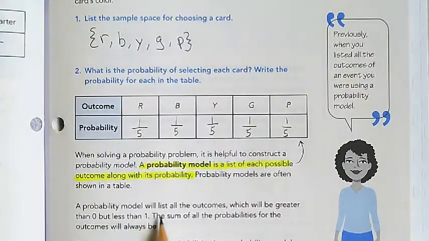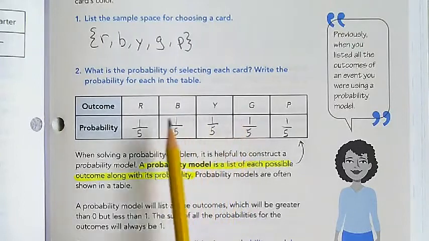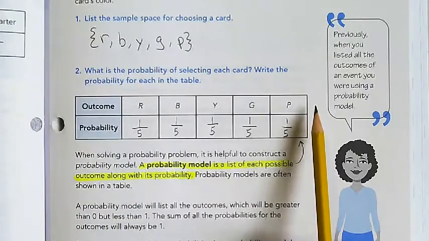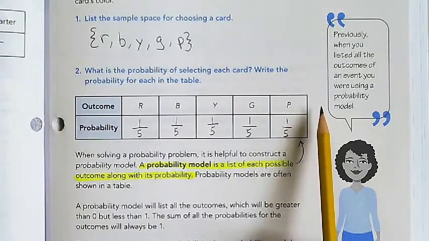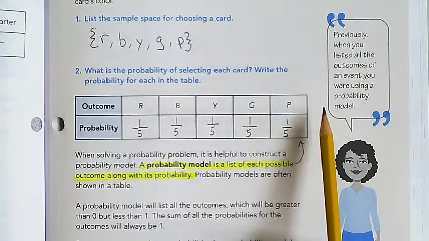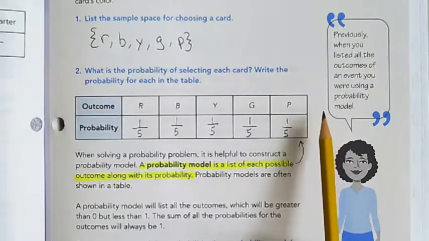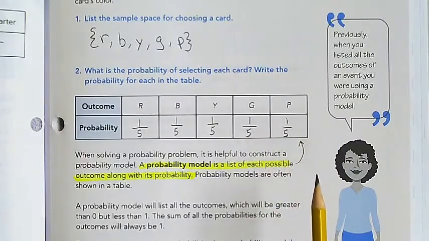A probability model will list all the outcomes, which will be greater than 0 but less than 1. So it's only going to list what is in the experiment. Like if this was our experiment, we wouldn't put pink as an outcome because there are no pink cards to pick from. So the probability would be 0 and we wouldn't include that in our table.